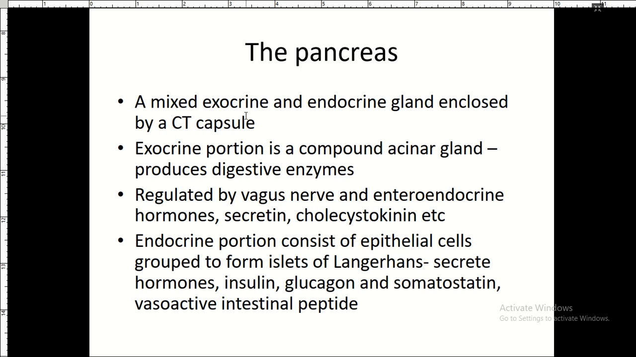The endocrine portion consists of epithelial cells grouped into clusters called the islets of Langerhans. They secrete hormones like insulin, glucagon, somatostatin, and vasoactive intestinal peptide, which is also known as VIP.